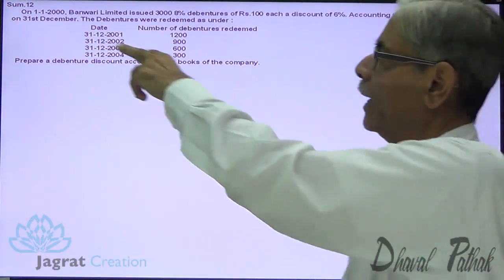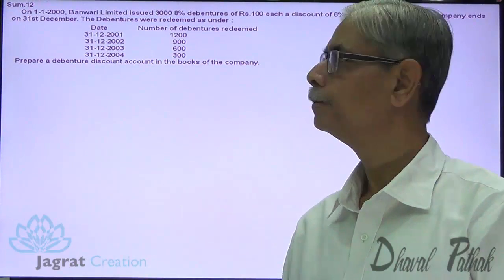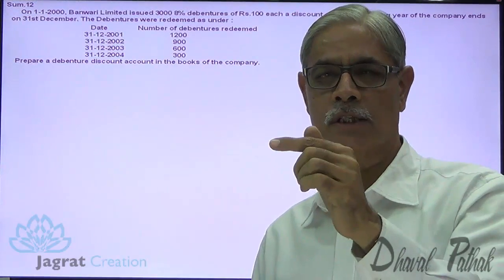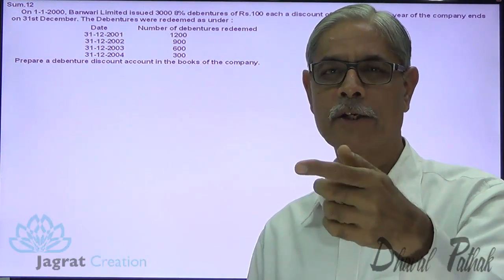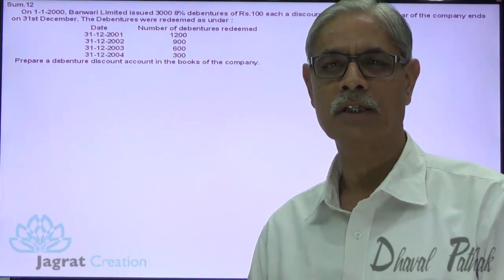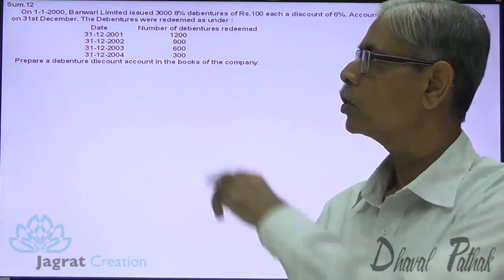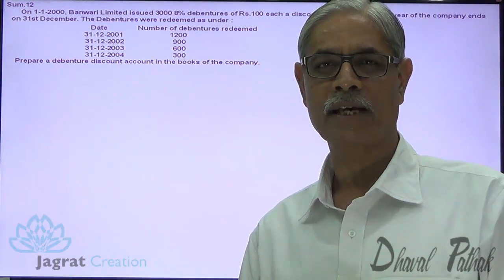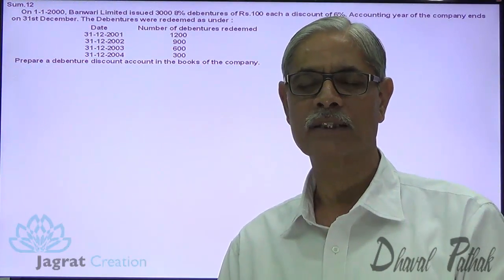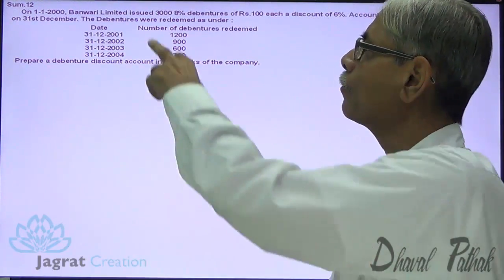Accounting year of the company ends on 31st of December. So here the debentures were issued on 1st of January, and the accounting year ends on 31st of December. So the debenture interest payment annual cycle and the accounting period annual cycle coincide.